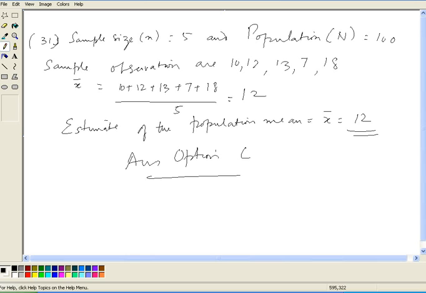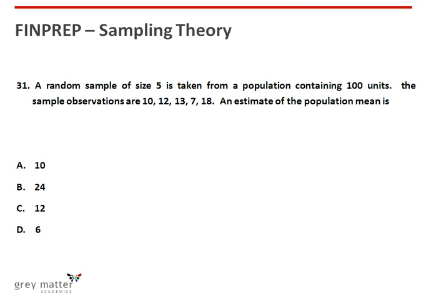Now the estimate of the population mean is nothing but the x bar itself. Here it will be 12. So the answer is option C. Going to our PowerPoint presentation, it is option C, which is 12. So the estimate of the population mean is 12.